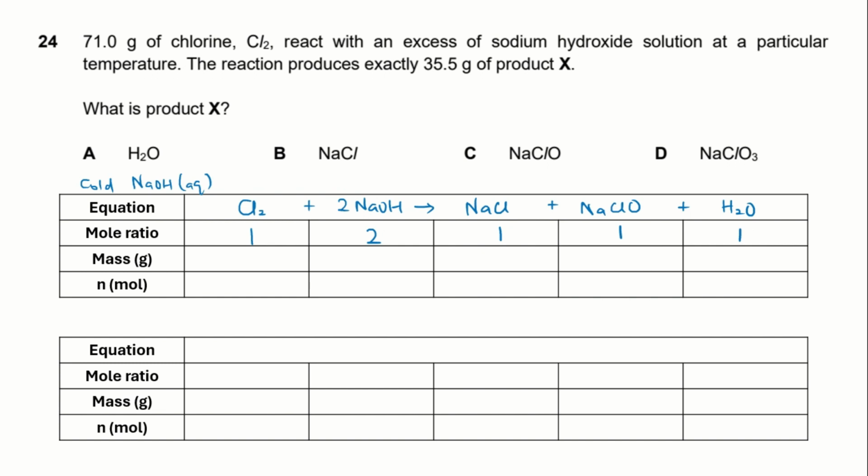We are given the mass of chlorine here, which is 71 gram. So let's find the number of mole for chlorine in this 71 gram. Which is 1 mole of chlorine. Based on the mole ratio, 2 moles of sodium hydroxide will be used, 1 mole of sodium chloride will be formed, 1 mole of sodium chlorate 1 will be formed, and 1 mole of water will also be formed.